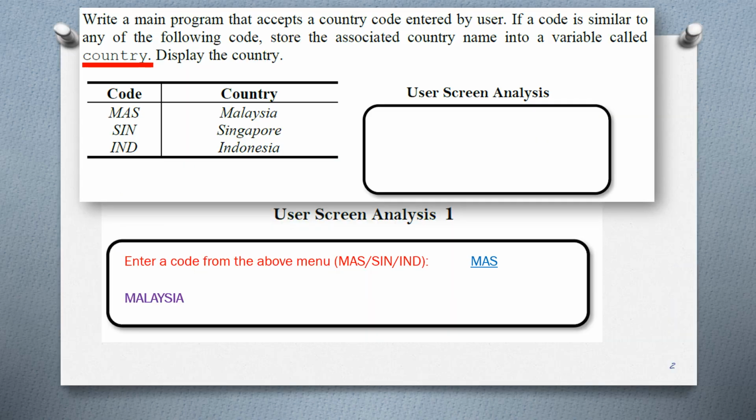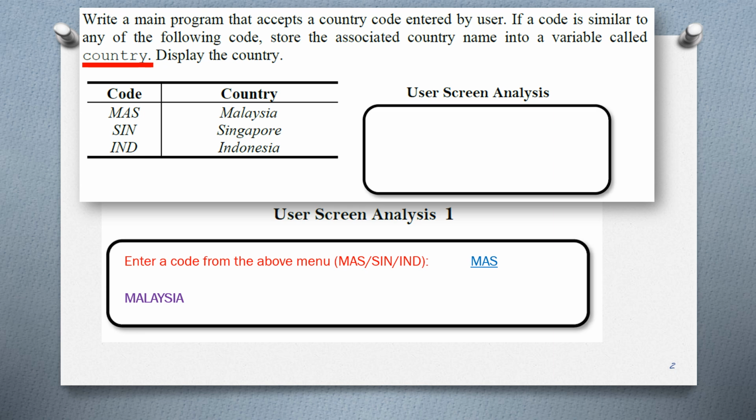So this program is supposed to accept a country code entered by the user. If the code is similar to any of the following codes, store the associated country name into a variable called country, and next display the country. So given to you, we have codes MAS, SIN, and IND. Those represent the countries.